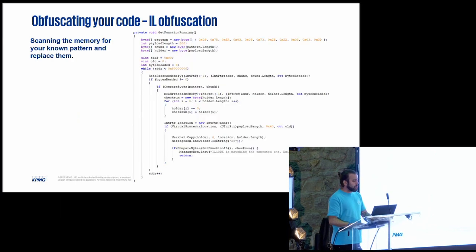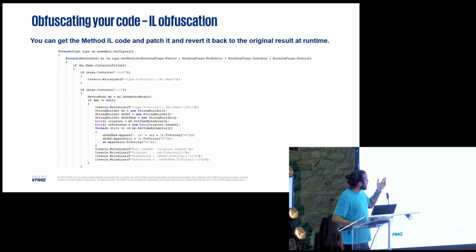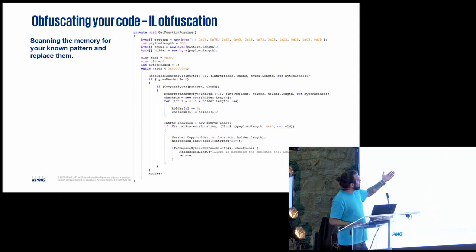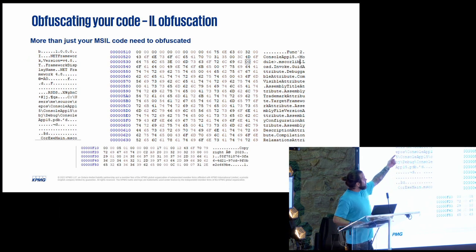So if we go back to this kind of code, keep in mind that we modified the MSIL, but we could also technically modify more than that, right? We can get the offset of all of that and make sure that we also modify it. So at runtime, it's going to be patched back to the original code, but when you look at it on disk, it's just going to be gibberish, right? That's something really important to also consider.